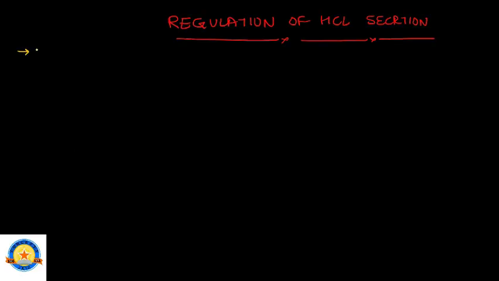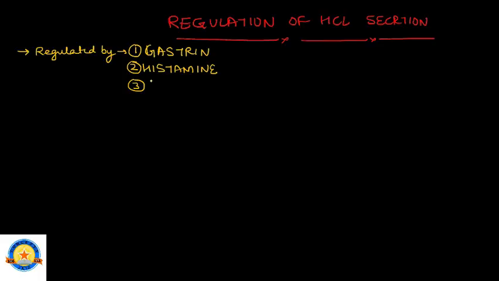It is regulated by number one, gastrin. Number two, histamine. Number three, vagal. What is vagal? Vagus nerve, vagal stimulation. Okay, tell me, where is gastrin secreted from? It is from which cell? G for gastrin, so G cells.